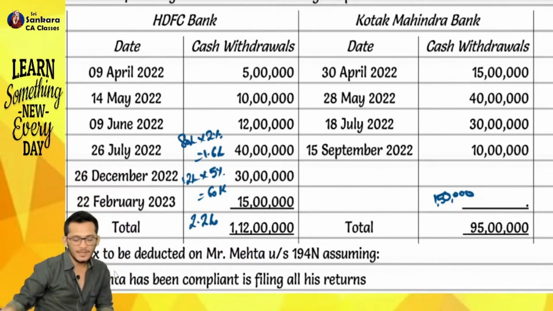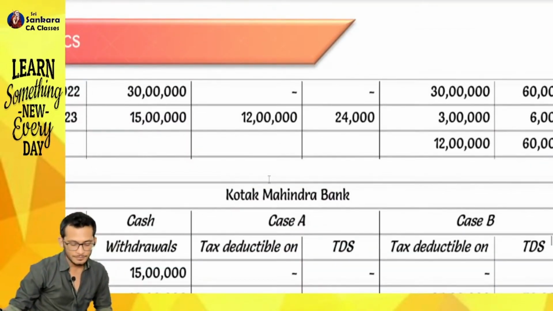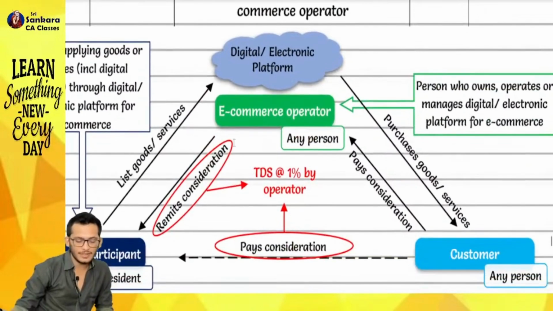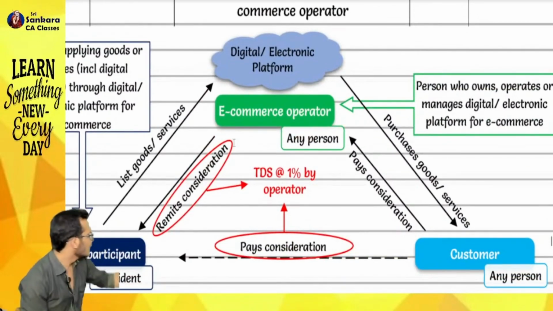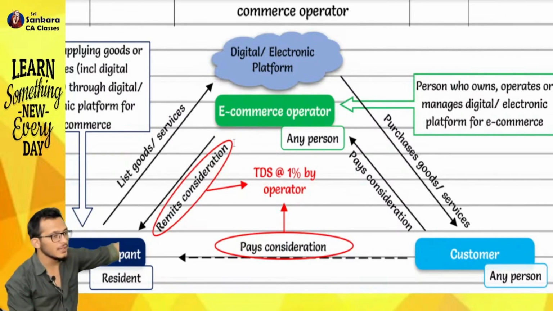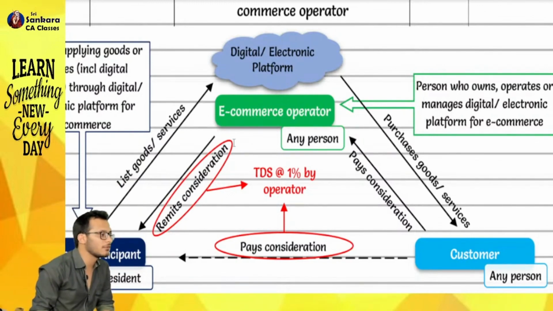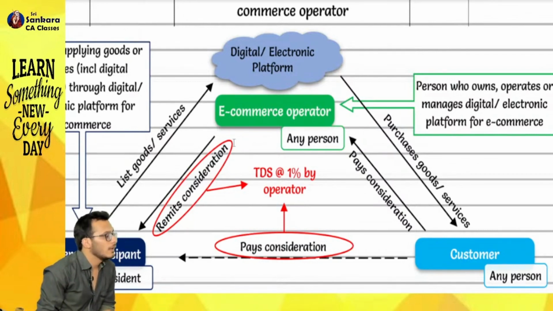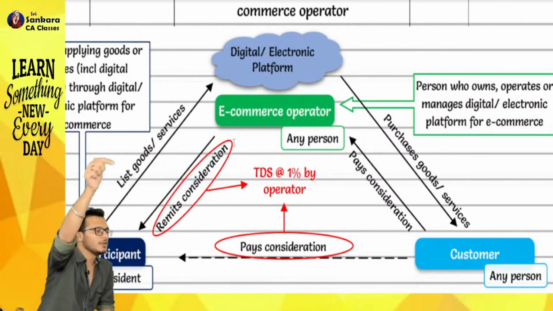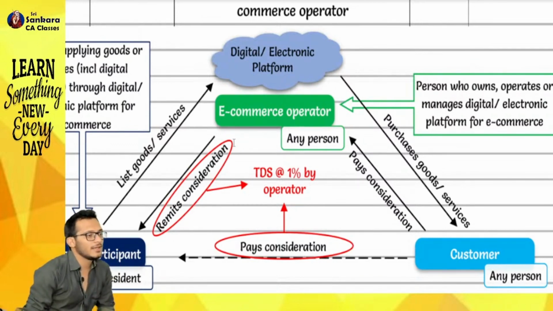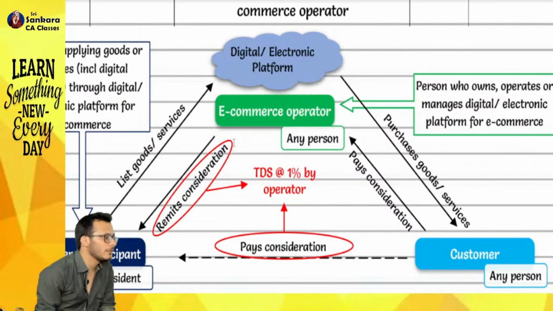before you give the money to your seller, please ensure you deduct TDS at the rate of 1%. This is how the flow chart is. Customer is on the right side, seller is on the left side, in the middle is Amazon, the ECO. The customer will buy the product from Amazon and give the payment to Amazon. When Amazon releases the payment to the seller, it will deduct TDS at the rate of 1%. No limits. It will deduct TDS at 1% on every rupee.